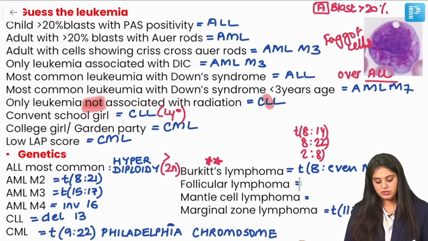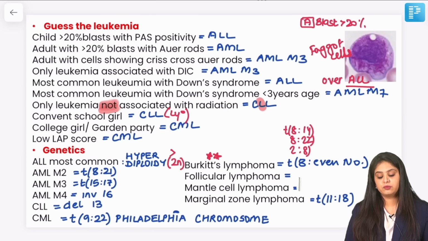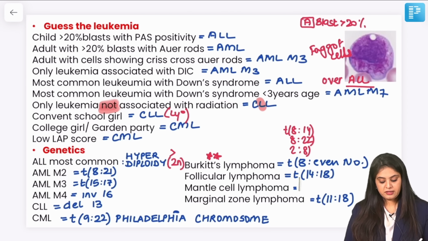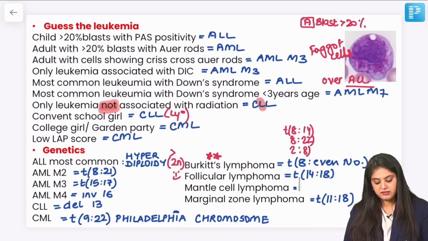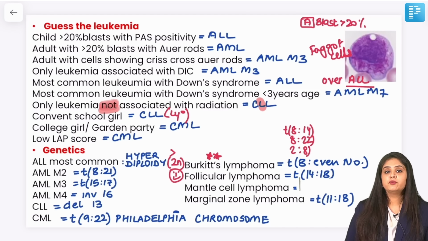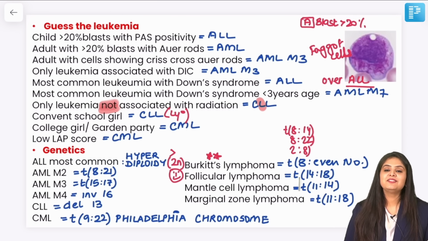If I pick up the margins, it is translocation 11 and 18 that is going to be seen in marginal zone. Then if I pick up 14 and 18, remember how we did it as ages? That friendly lymphoma, the best lymphoma with best prognosis is follicular, so teenagers are best friends, 14, 18, and then I'm left with 11 and 14. 11 and 14 is mantle cell.